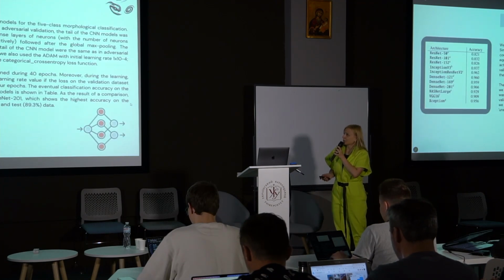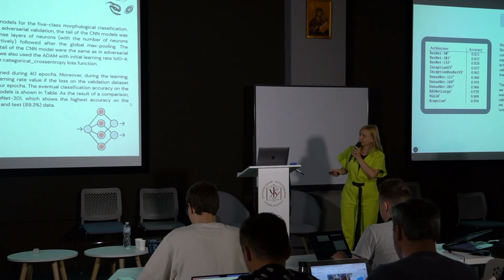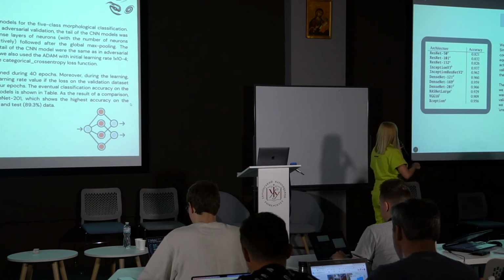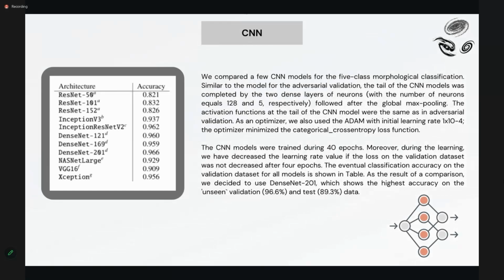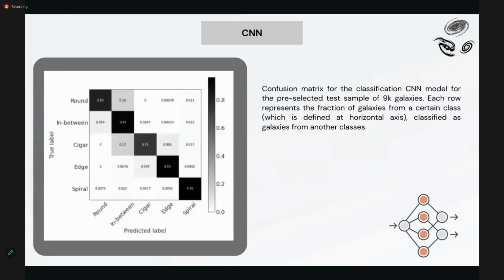And we used different CNNs. Here you can see, and we found that training on DenseNet 201 gave us the best result, 96%, with the help of which we can identify 5 visual shapes of galaxies.